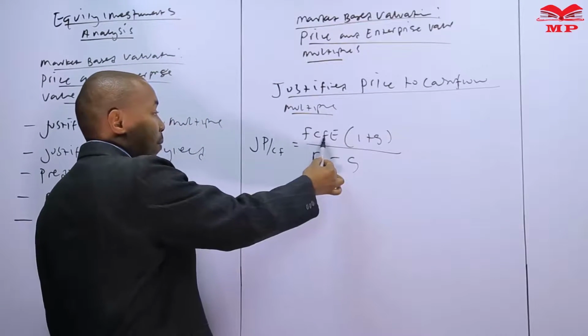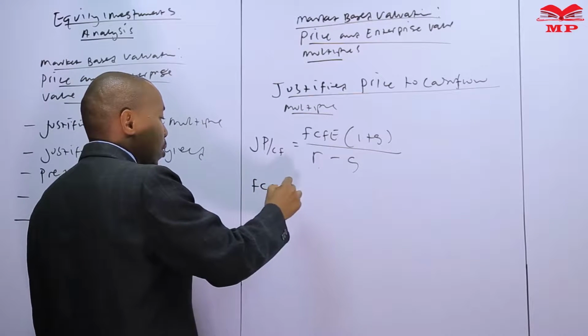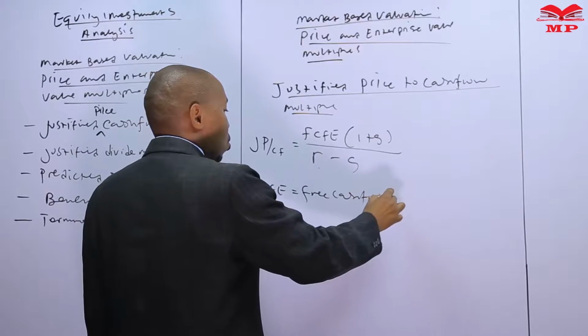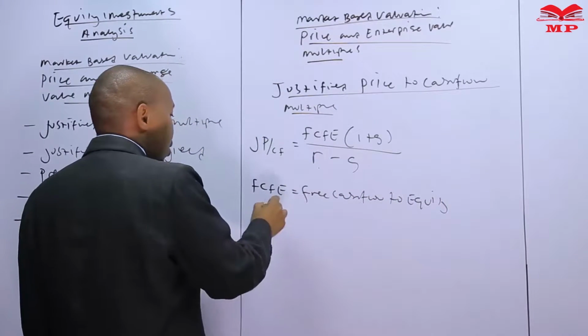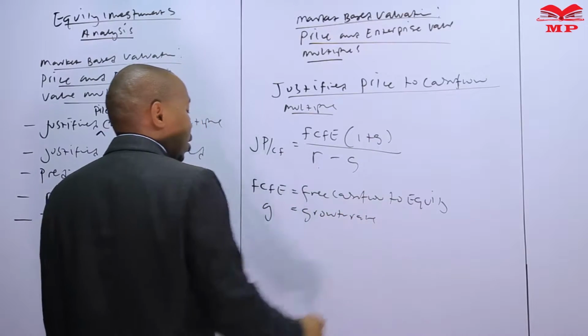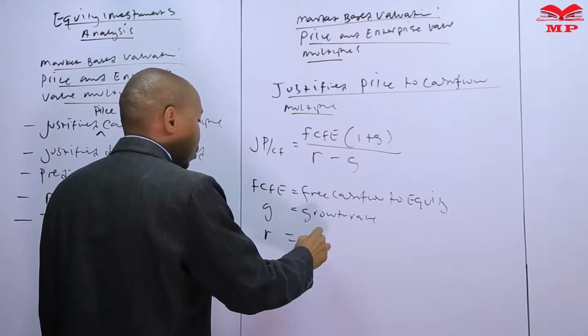So FCFE is the free cash flow to equity, G is the growth rate, and R is the required return.